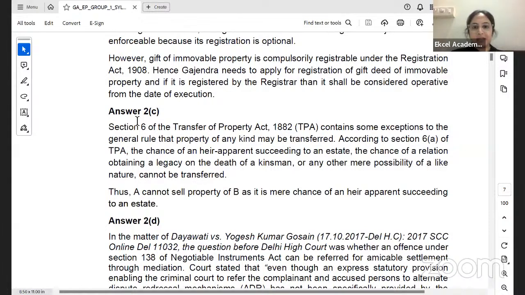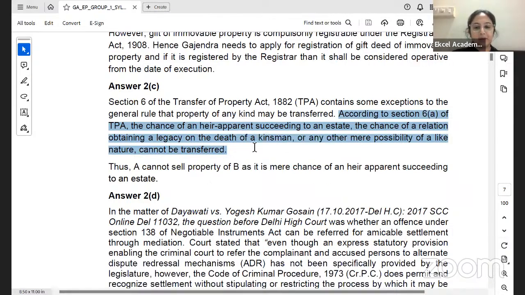See, Transfer of Property Act Section 6 talks about this. It contains some exceptions to the general rule that property of any kind may be transferred. According to Section 6(a) of this Transfer of Property Act, the chance of an heir apparent succeeding to an estate. Heir apparent means most likely that he will succeed, that means most likely that he will get the property. Okay, that is heir apparent.